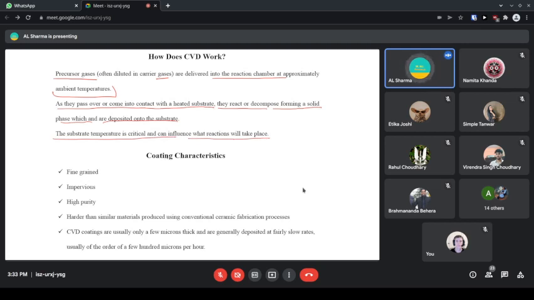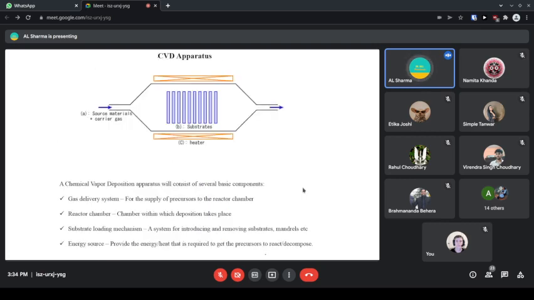So what are the typical characteristics? They may be fine grain, impervious, high purity, and harder than similar materials produced using other conventional techniques. CVD coatings are usually only a few microns thick and are generally deposited at a fairly slow rate, usually of the order of a few hundred microns per hour. So you see how lengthy this technique is. You have to be very patient in order to grow your materials using the chemical vapor deposition technique.